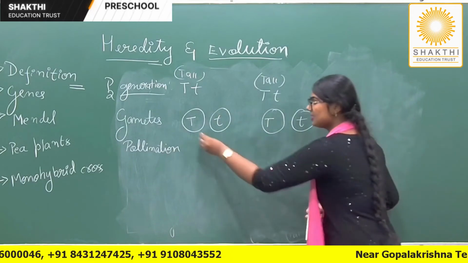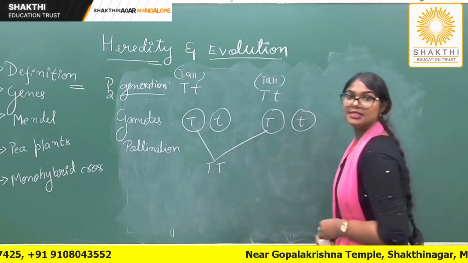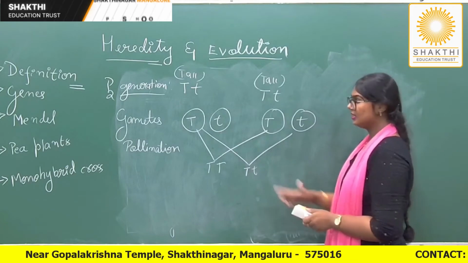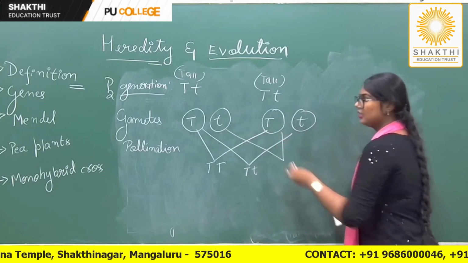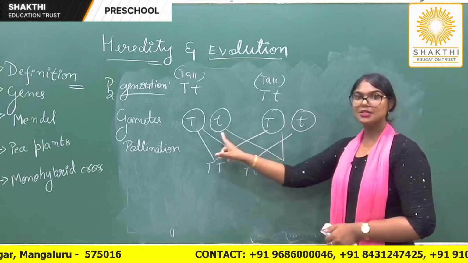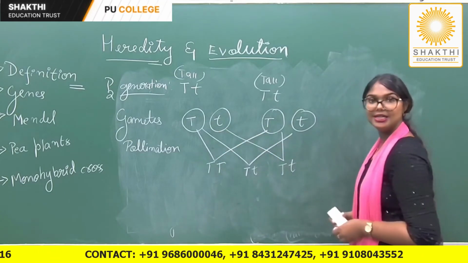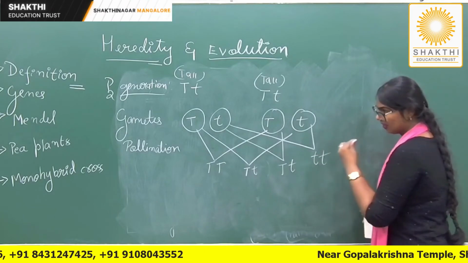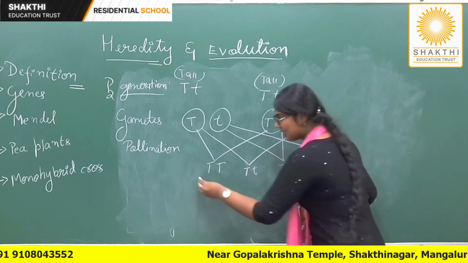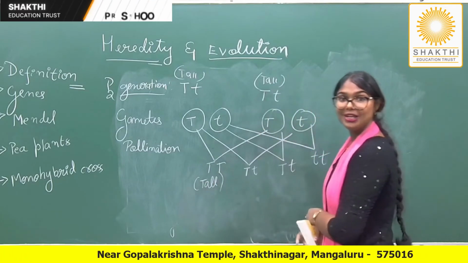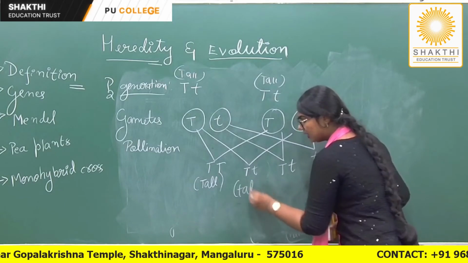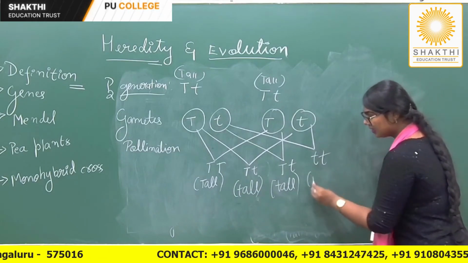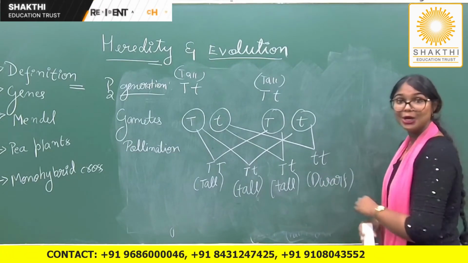This might meet with this. We get capital T, capital T. This might meet with this. We get capital T, small t. This one meets with this. We get small t, capital T, or capital T, small t. Both of them will do. I'll write it as capital T, small t. This meets with this. We get small t, small t. Capital T is nothing but tall, as we already know in the beginning of the cross. Capital T, small t is also tall, as Mendel found from his experiment. Small t is dwarf. In the beginning we have taken it as dwarf.